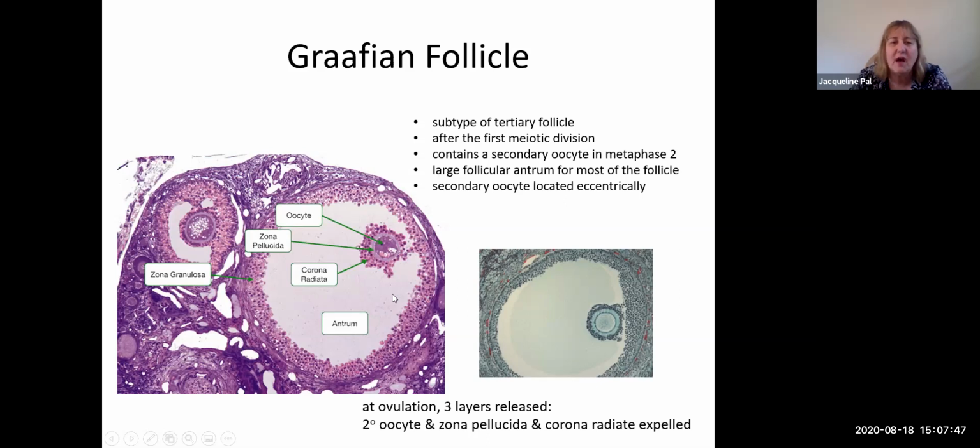So at the time of ovulation, this entire package is what is released, and only this package. So you're going to have three things. You're going to have our secondary oocyte, which is paused in meiosis 2, everything lined up in metaphase 2. You're going to have the zona pellucida, and on the outer part of that, you're going to have the corona radiata.